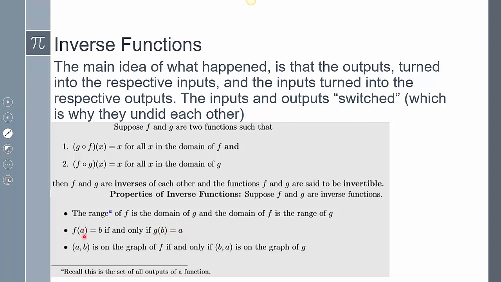I'm swapping my input with my output. And (a, b) is on the graph of f if and only if (b, a) is on the graph of g, meaning my input and output, my x and y, switch with my y and x. So if we know that it's an inverse, then I can conclude that for each of my functions, to get to the next function, I'm going to swap my x's and y's.